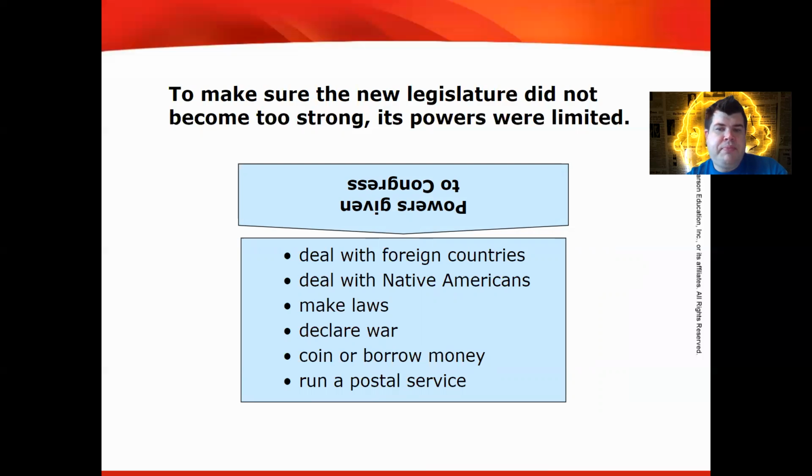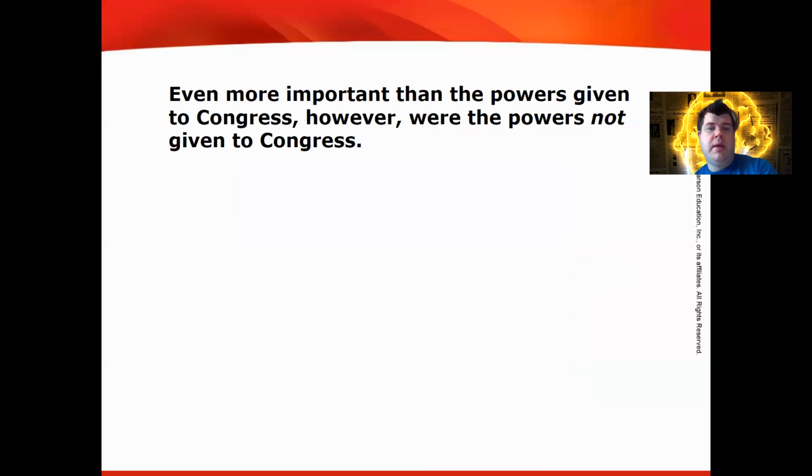They could make laws. They could declare war, so they could declare war on another country or another entity if they needed to. They also had the ability to coin or borrow money, so they could borrow money if they needed to. And they could run a post office.